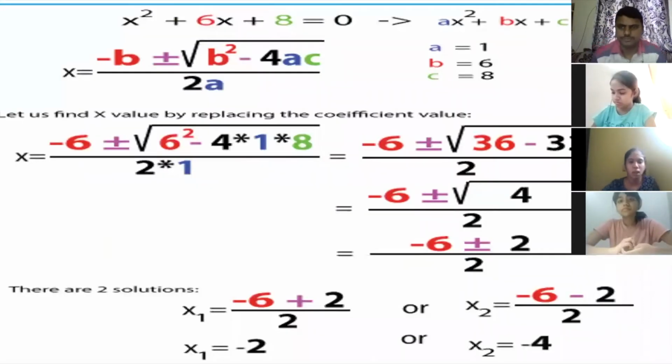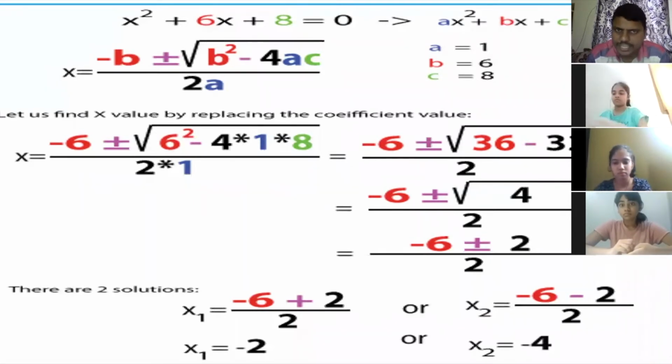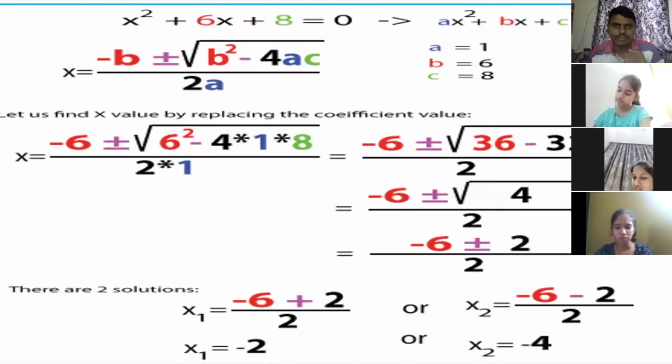Look here. X square plus 6x plus 8 equal to 0. Is it in the standard form or not? First you have to check it. What is the standard form? Ax square plus bx plus c is equal to 0. Very good. So what is the a value? What is the coefficient of x square? 1. So a is equal to 1. Just take it. Where there is bx, the coefficient of x is 6. This is important. Take the c value.